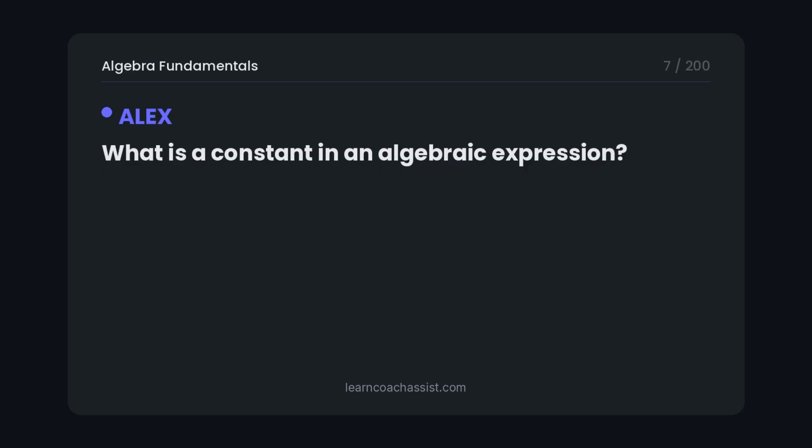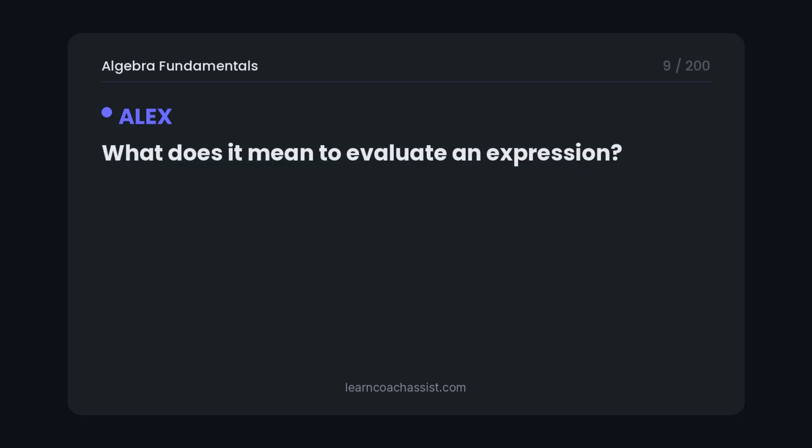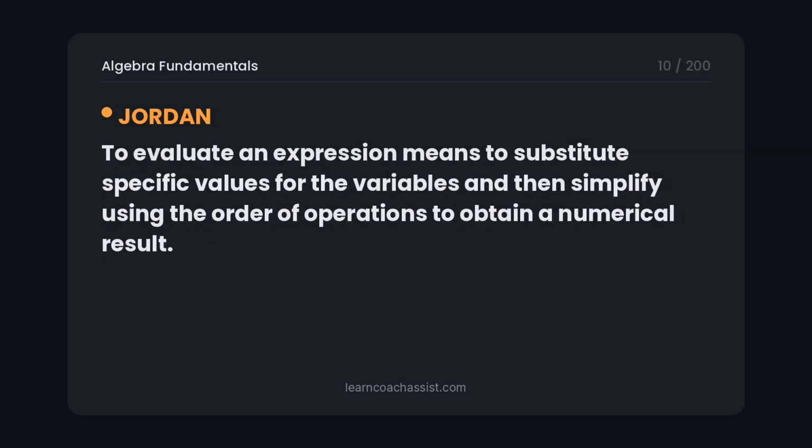What is a constant in an algebraic expression? A constant is a fixed numerical value that does not change. In the expression 2x + 9, the constant is 9. What does it mean to evaluate an expression? To evaluate an expression means to substitute specific values for the variables and then simplify using the order of operations to obtain a numerical result.